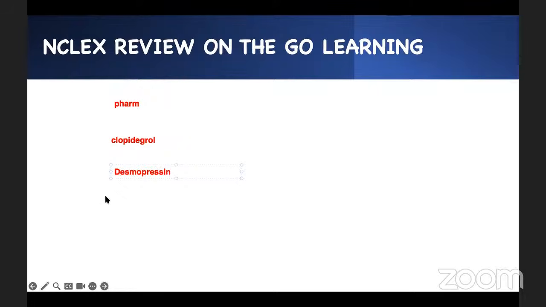Desmopressin. Mm, oxytocin. And etanercept.